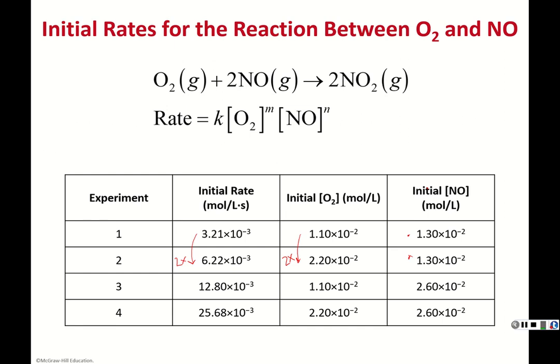If we look at experiments 1 and 3 now, we keep O2 constant and NO is doubling. And when we double NO, now we're going to get 4 times the rate. Okay, so in this case, the coefficient for NO is going to be a 2. It's going to be second order. So m would be 1 in this case, and n equals 2.